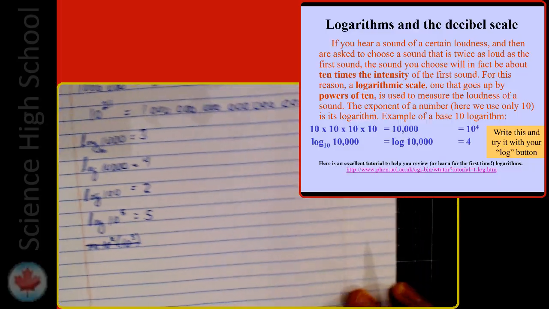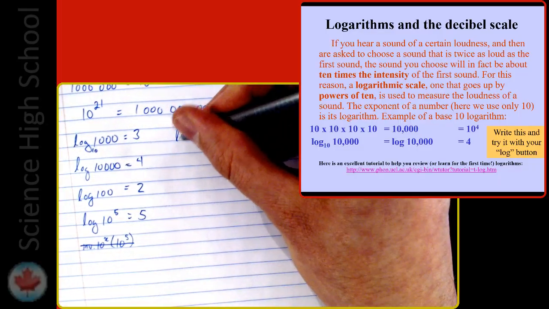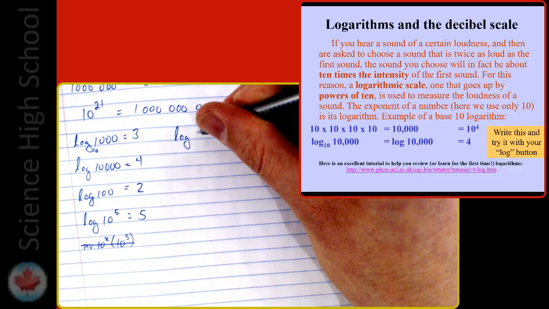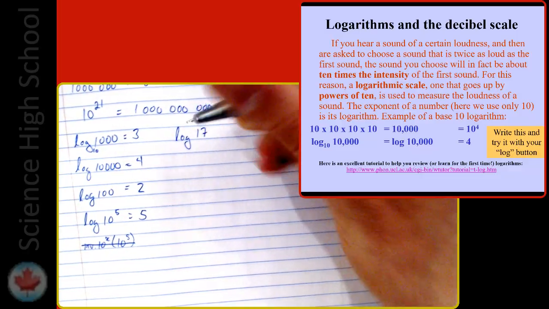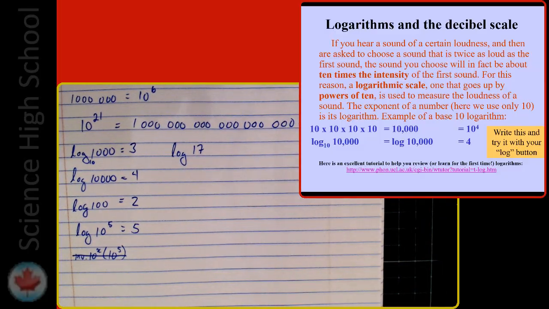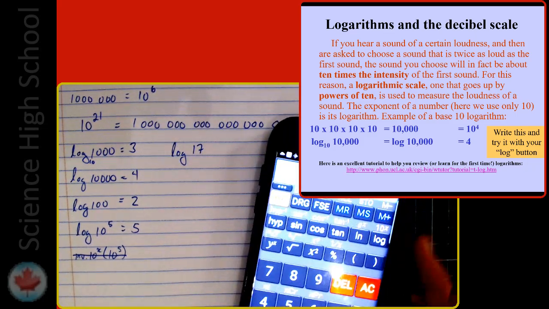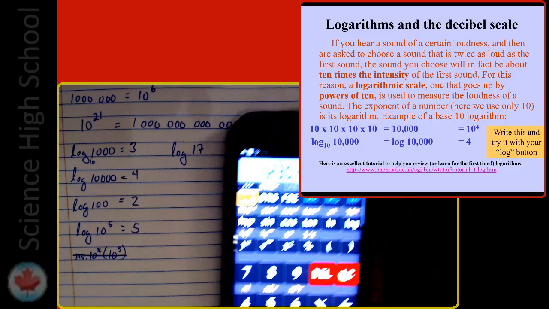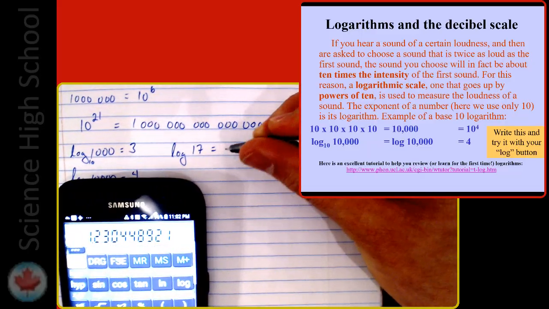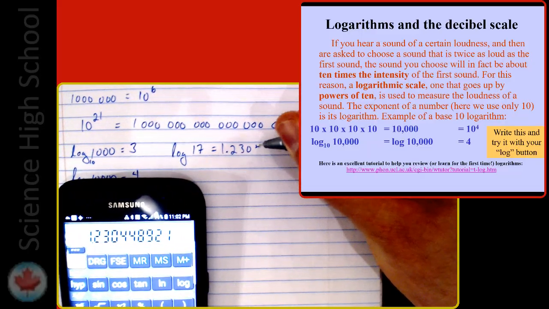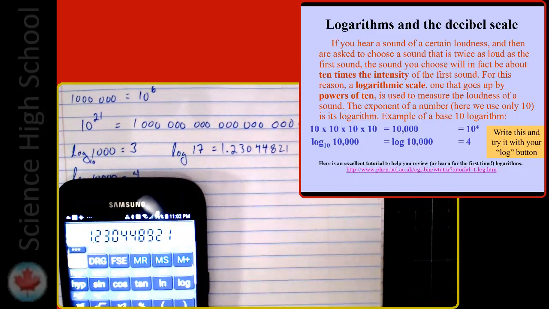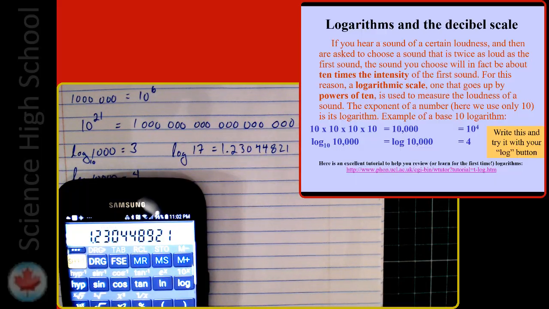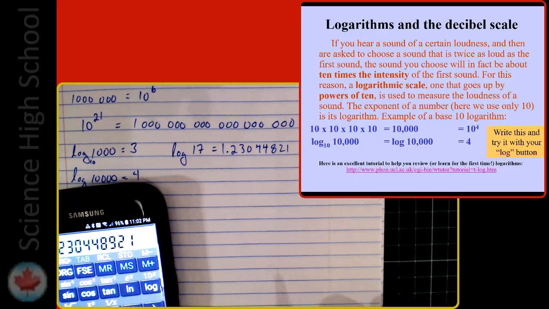What about this? What if I had log of 17? I chose 17 because 17 is a prime number and I love prime numbers, which is so fun. Let's see what happens. 17 log. Now, it's 1.23044891. That's the whole thing that comes up on my calculator. And people say, well, so what does that mean? What have we just done by logging 17?